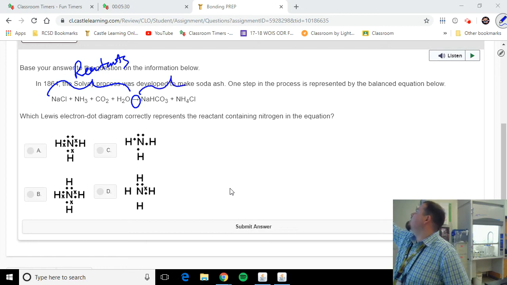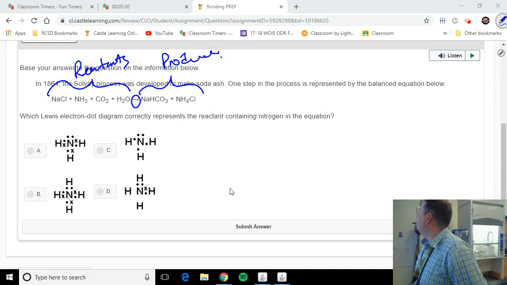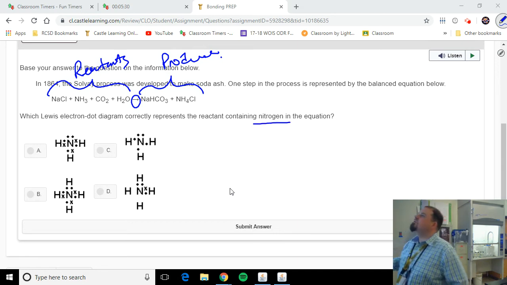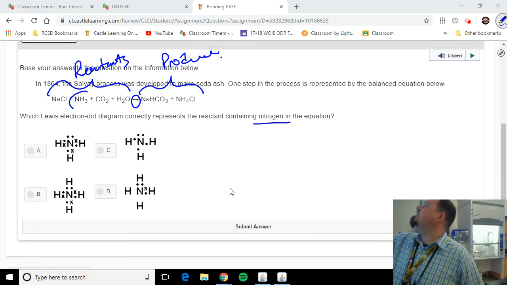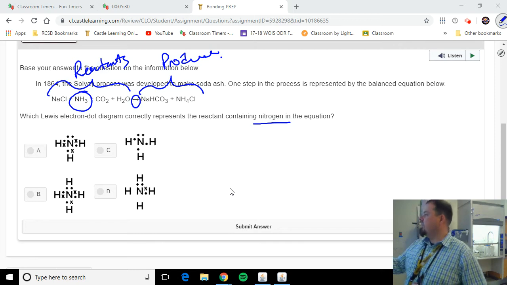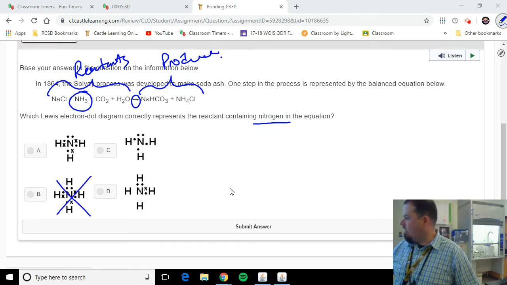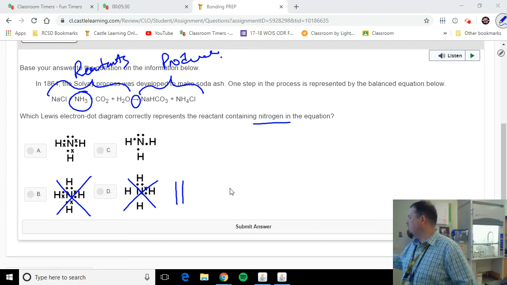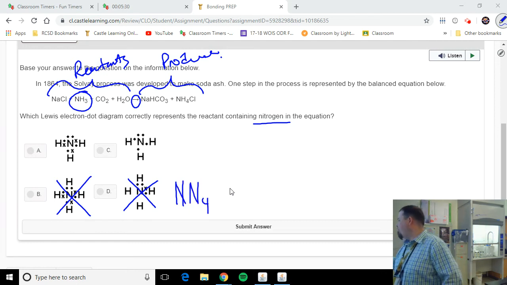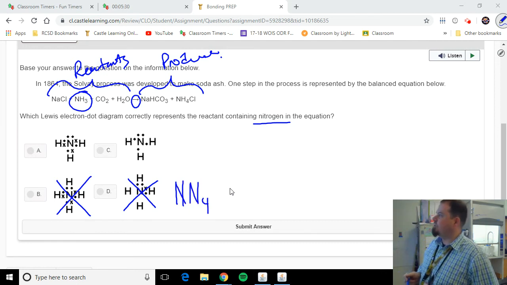And everything on this side is products. So first we need to know that part. And then it says containing nitrogen. So the reactant containing nitrogen, that's this guy right here. And notice, they don't screw you up there. It's the N with the H's, so you know it's that. It is NH3. So right off the bat, I can cross off these two because these are both NH4. And we're not talking about NH4.